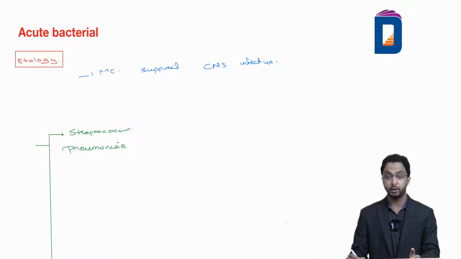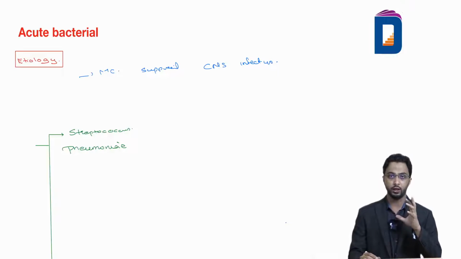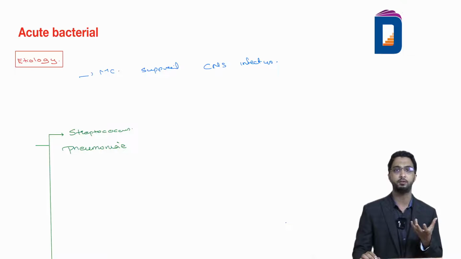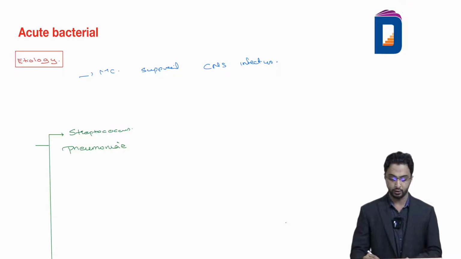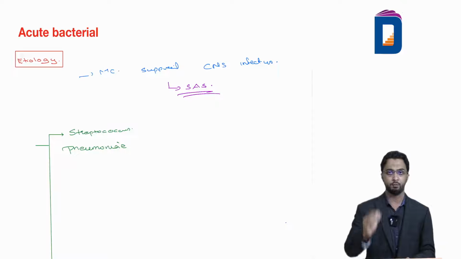Here you have to know an MCQ: which part is suppurative, or where do you see the suppuration? Suppurative basically means pus. So where do you see the pus? It is in the subarachnoid space. Okay, subarachnoid space, SAS is the official short form, below the arachnoid.